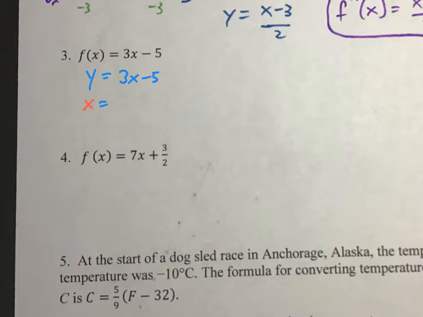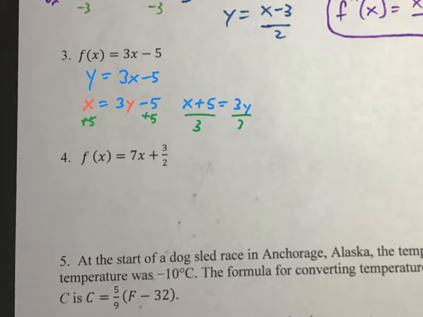So now we have x equals 3y minus 5. And then we're going to solve for y. So switch x and y and then solve for y. So I'm going to add 5 to both sides. So that gives me x plus 5 equals 3y. And then I'm going to divide by 3 everywhere.